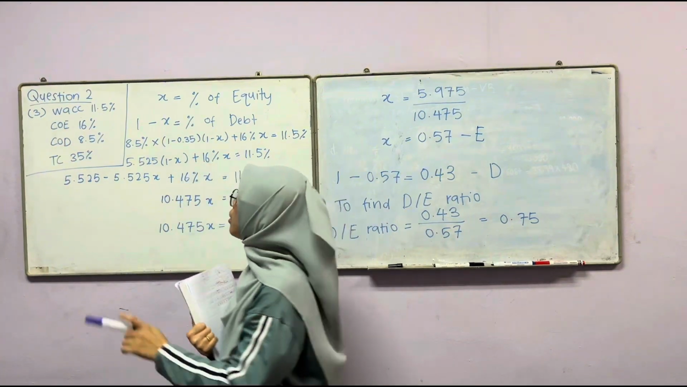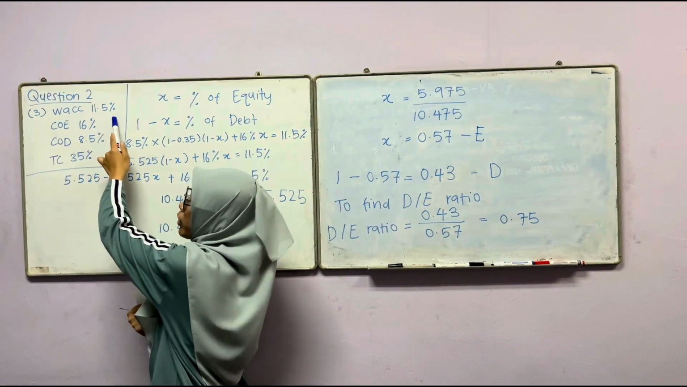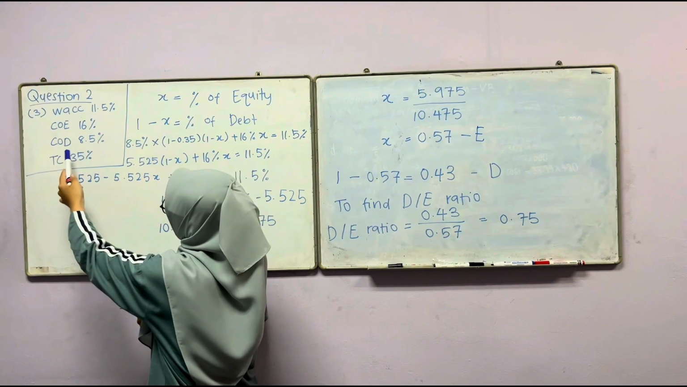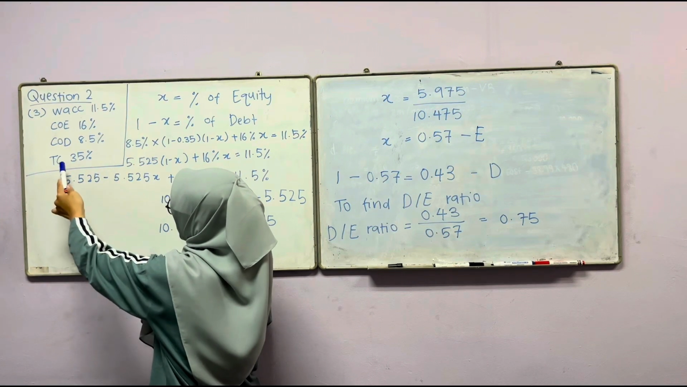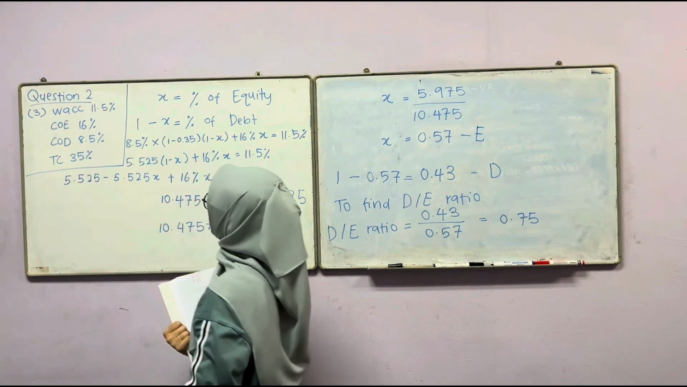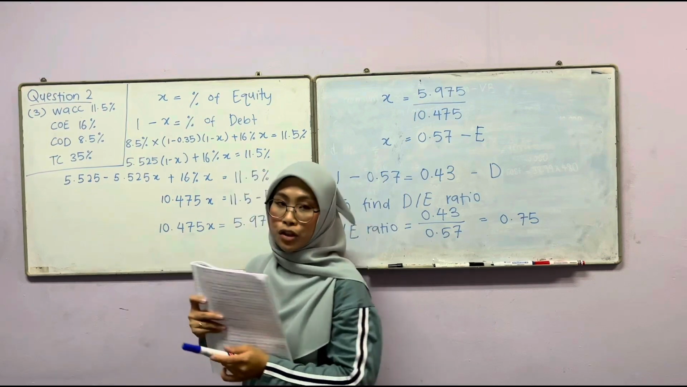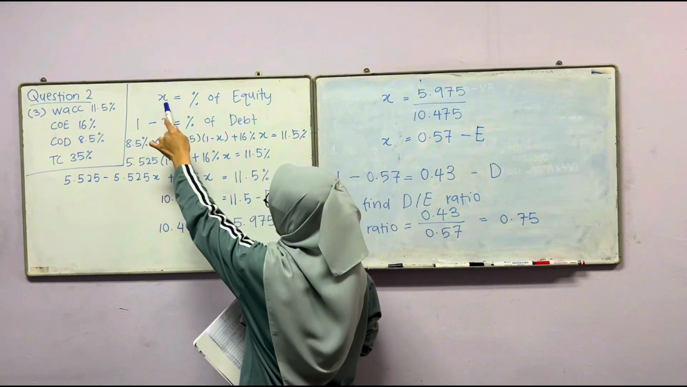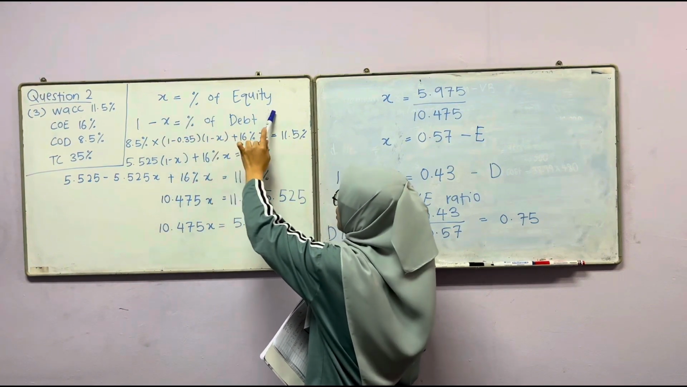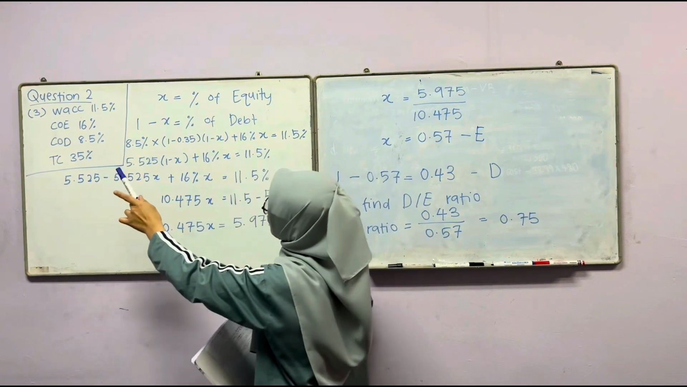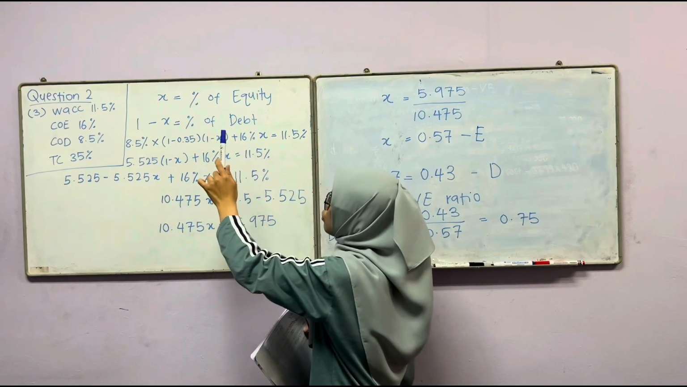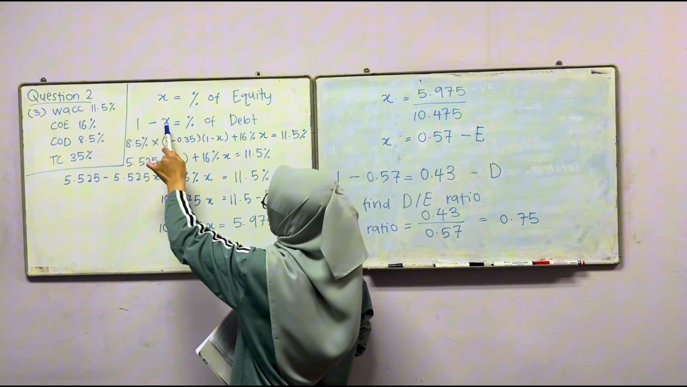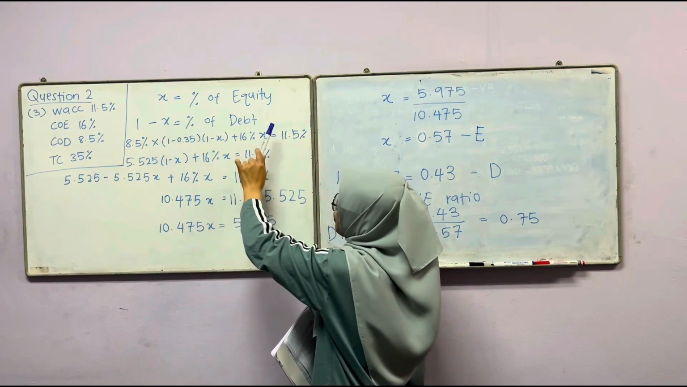Given in the question, the WACC is 11.5%, the cost of equity is 16%, the cost of debt is 8.5%, and the tax rate is 35%. In the question, the percentage of equity is not given, so we put X, where X equals the percentage of equity. The percentage of debt is also not given, so to find it we use 1 minus X.